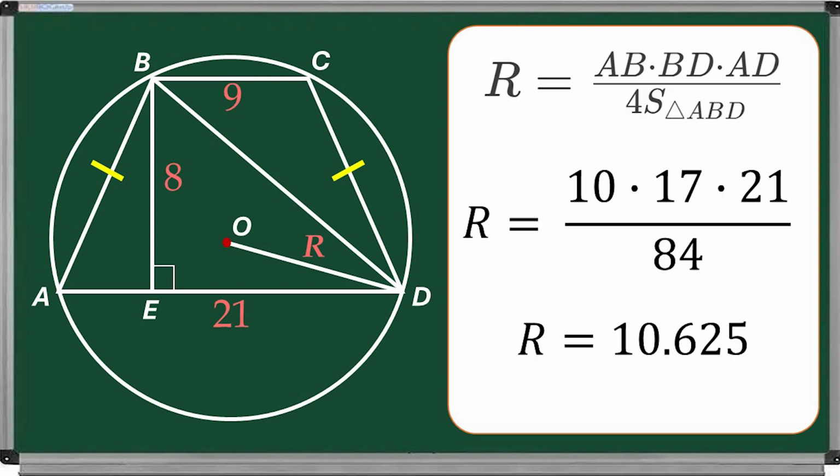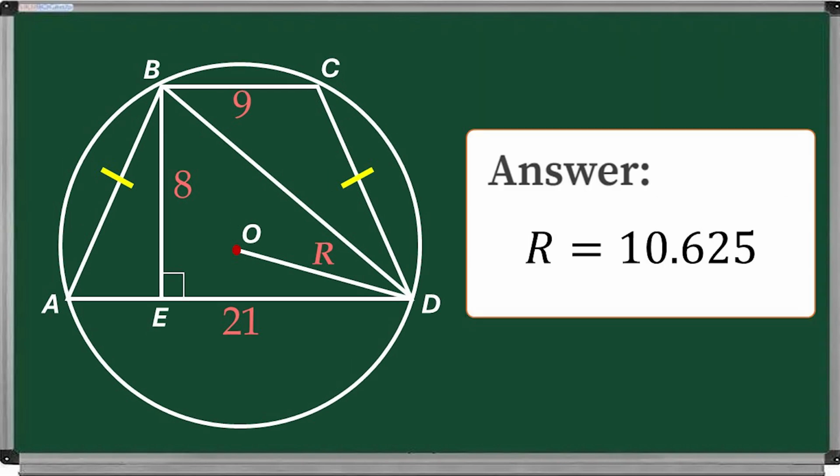Now we substitute everything into the radius formula. R equals 10 times 17 times 21, all divided by 4 times 84. The numerator is 3,570, and the denominator is 336. The fraction 3,570 over 336 can be simplified. If we divide both the numerator and denominator by 21, we get 170 over 16. Dividing 170 by 16 gives us our final answer, 10.625. The radius of the circumscribed circle is 10.625.